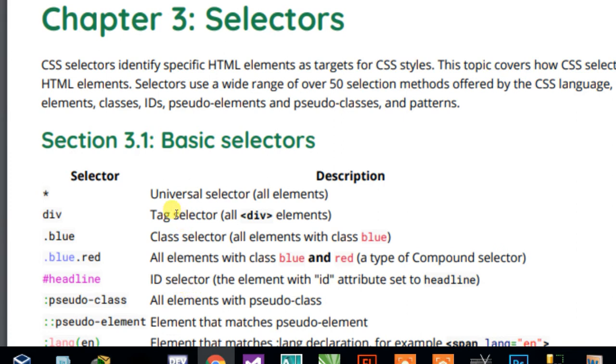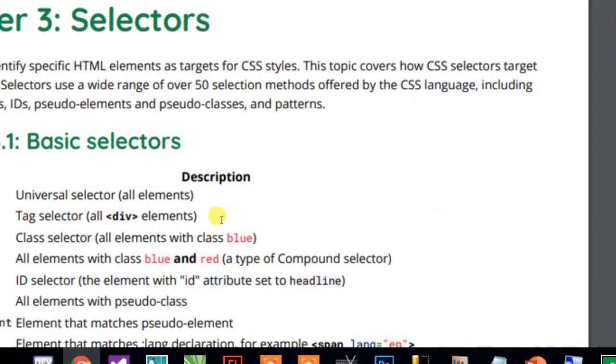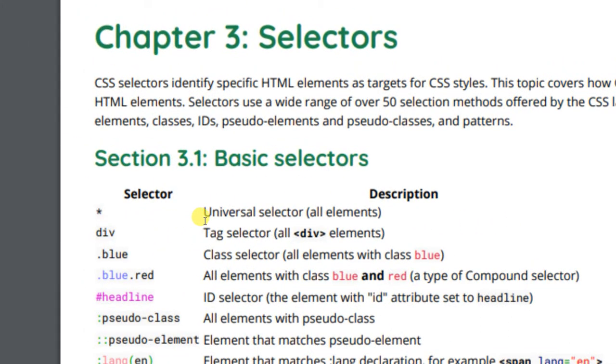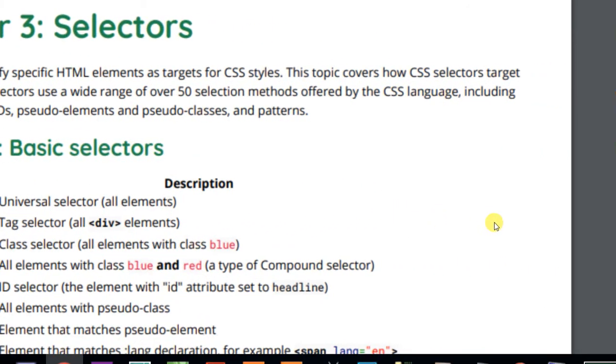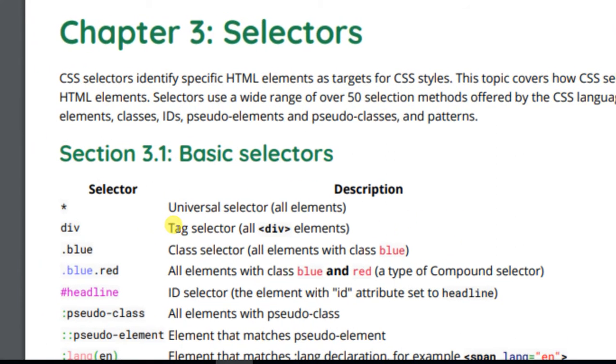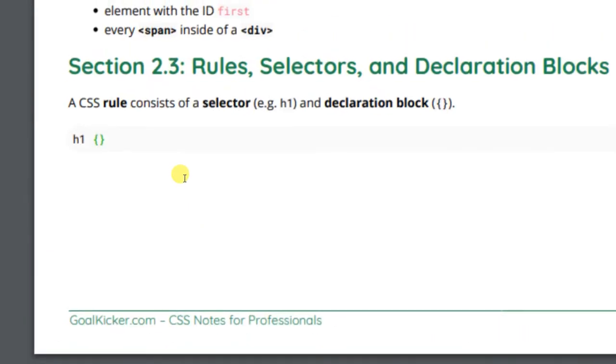Chapter 3, Selectors. CSS selectors identify specific HTML elements as targets for CSS styles. This topic covers how CSS selectors target HTML elements. Selectors use a wide range of over 50 selection methods offered by the CSS language, including elements, classes, IDs, pseudo-elements, pseudo-classes and patterns. Selectors, like h1 and paragraph, there are many selectors.